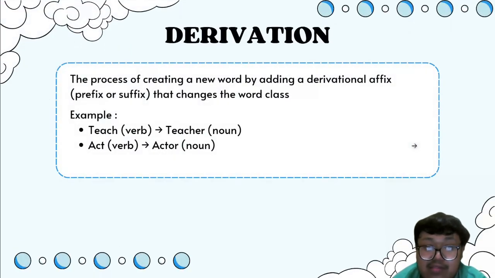Next, we have derivation. Derivation is the process of creating a new word by adding a derivational affix, prefix or suffix, that changes the word class. For example, the word teach is a verb, and then it is added with the suffix er, and then it becomes a noun, which is teacher. The word act is a verb, and then it is added with the suffix or, and then it becomes actor, which is a noun.